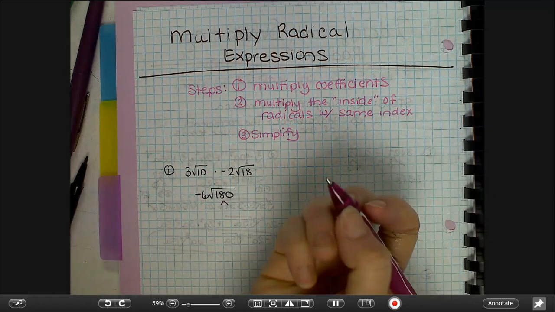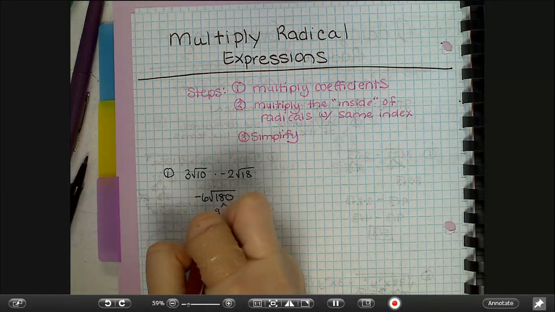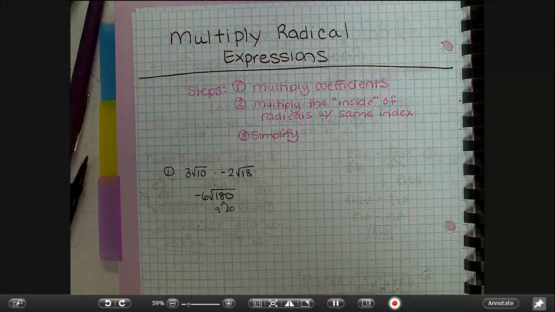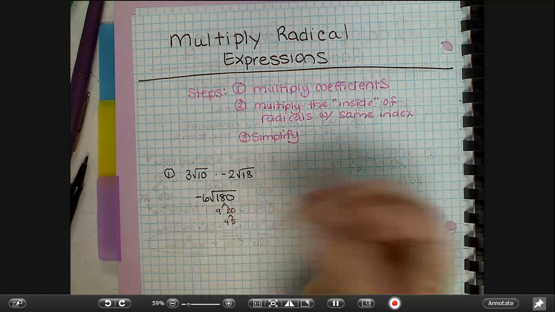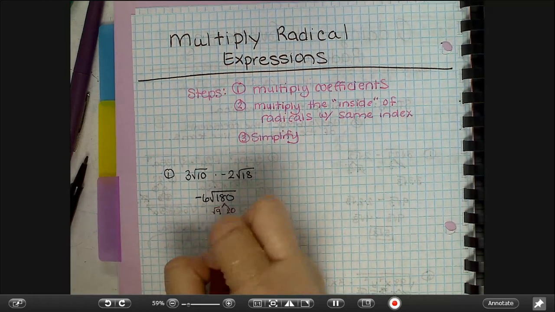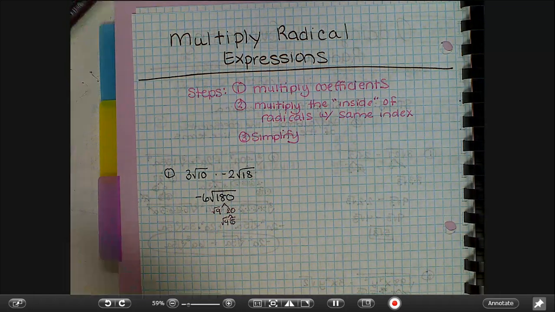So 180 is 9 times 20. I already know this one's a perfect square, so I'm going to keep it there. 20 is 4 and 5, and hey, that's another perfect square. So remember, these are like mini square roots. And now we're going to go through and fill in everything.